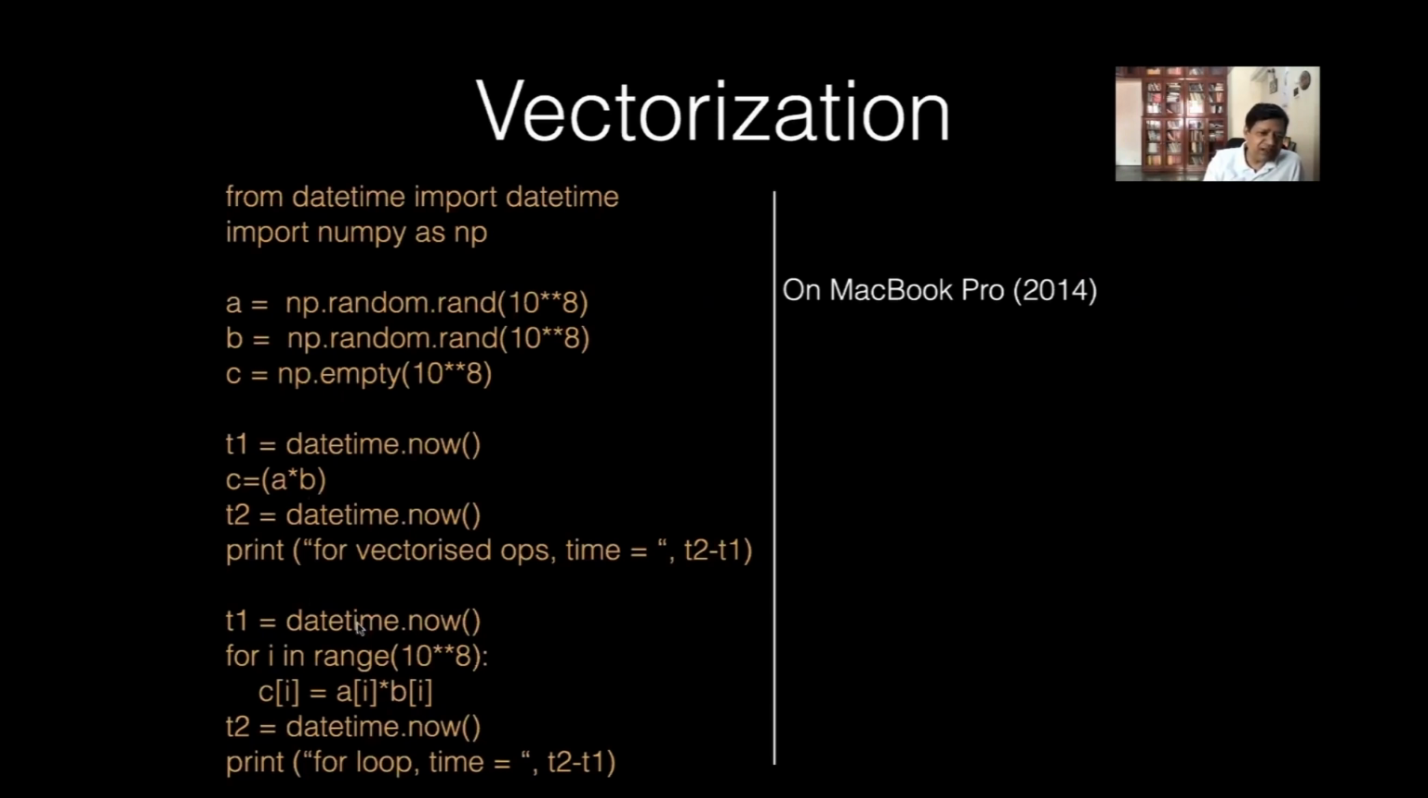This is one way to do it. The other way to do it is with a loop. So how do I loop? I've not done it right now, but this is straightforward: for i in range 10 to the power 8.